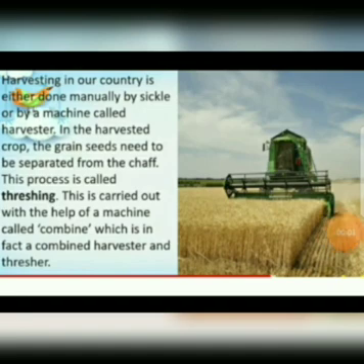So harvesting in our country is either done manually by sickle or by a machine called a harvester. Can you see the machine in the picture? That is known as a harvester, where we can do it by this machine.